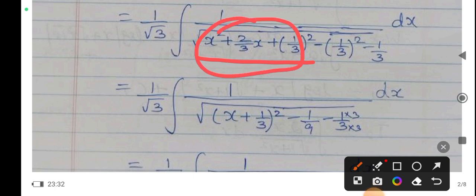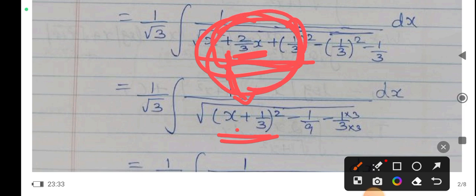Why, sir, a plus b whole square? Why not a minus b? Like that you ask, no? Since plus is there, plus 2ab is there, so a plus b whole square, x plus 1 by 3 whole square. Then this 1 by 3 whole square is covered here, no? A plus b whole square. Then this minus 1 by 3 whole square is minus 1 by 9. Then this minus 1 by 3.